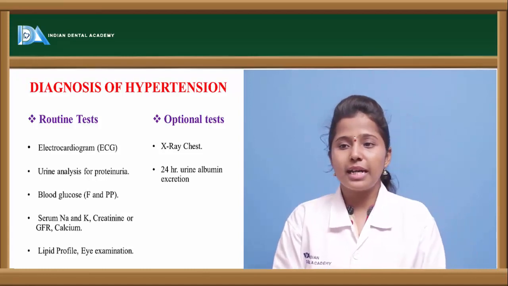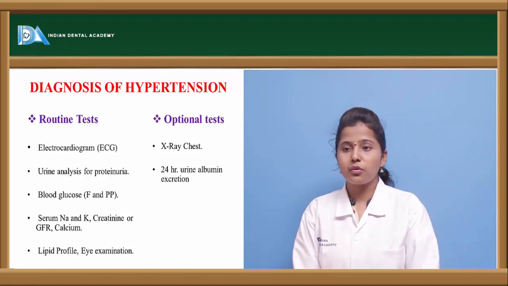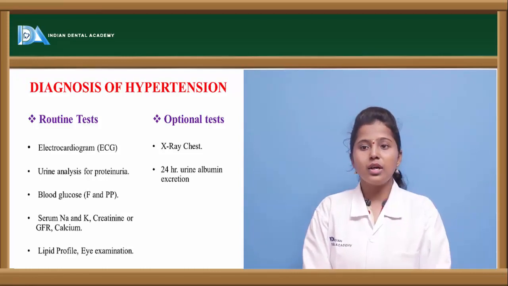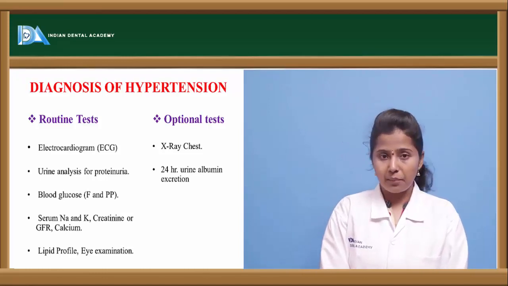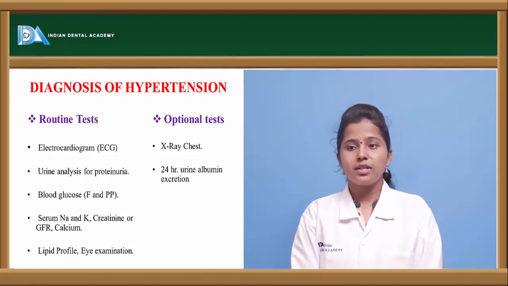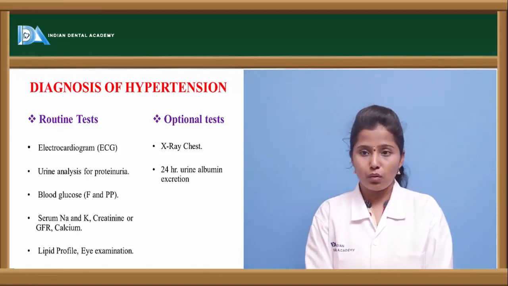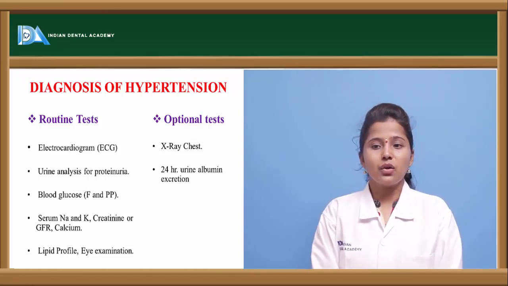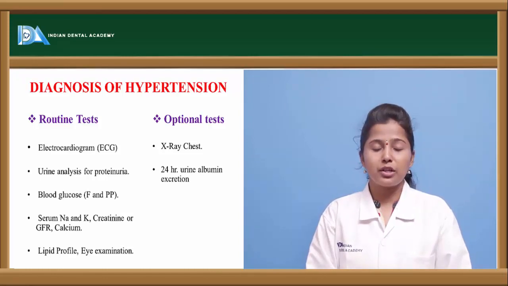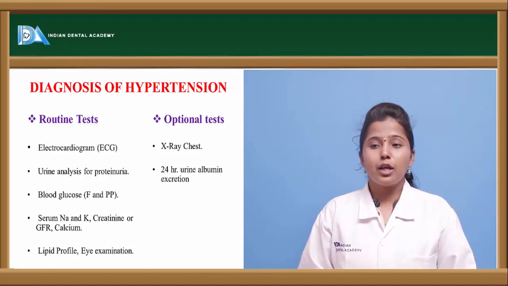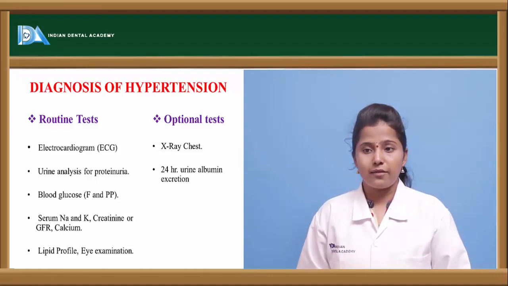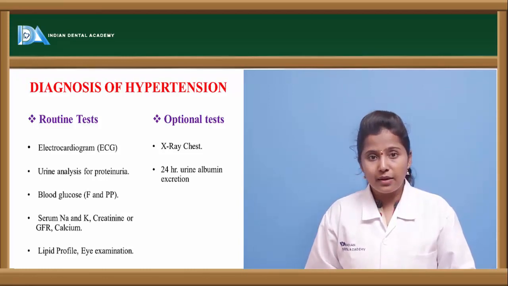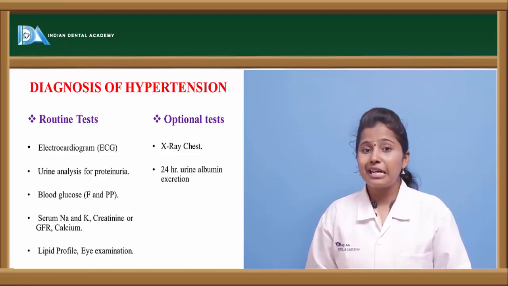The other one is urine analysis for proteinuria. If there is an increase or decrease in the proteinuria or urea in the urine, then based on that also hypertension can be diagnosed. And the other one is blood glucose. Based on the blood glucose level, serum sodium levels, potassium levels, calcium levels, creatinine or glomerular filtration rate.